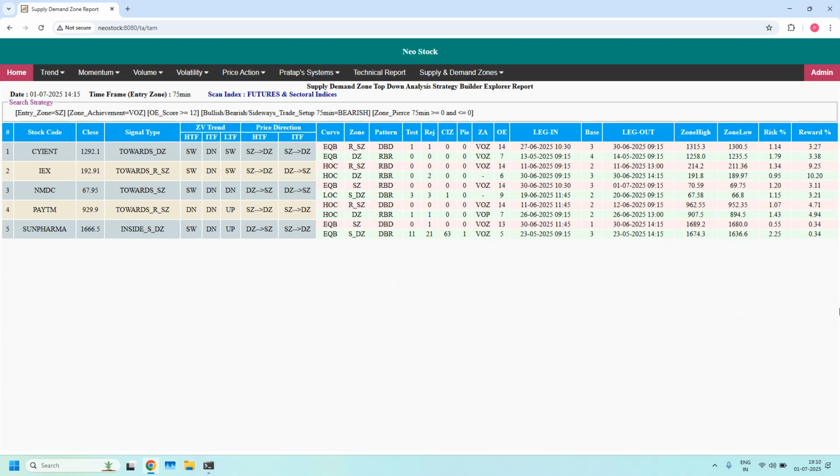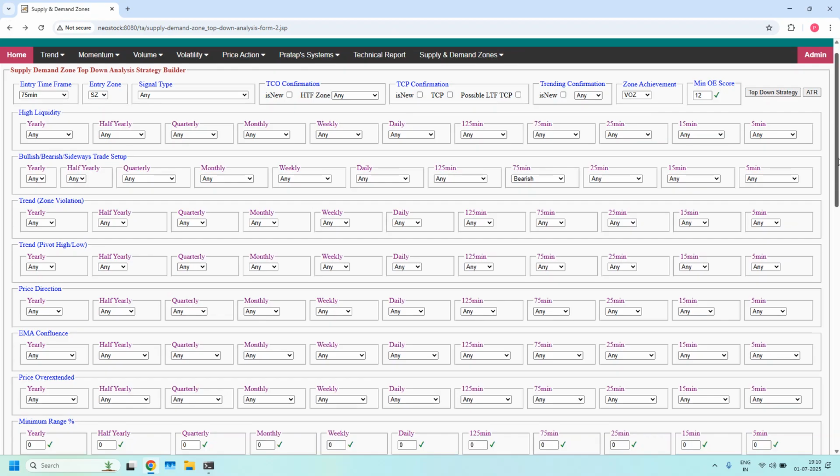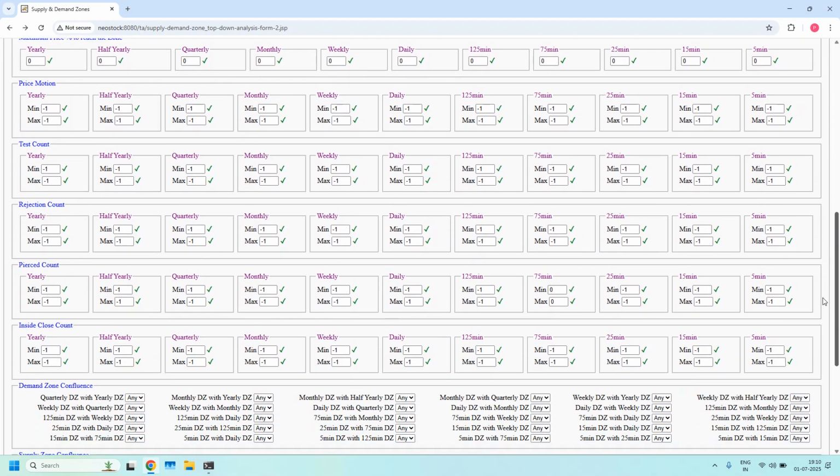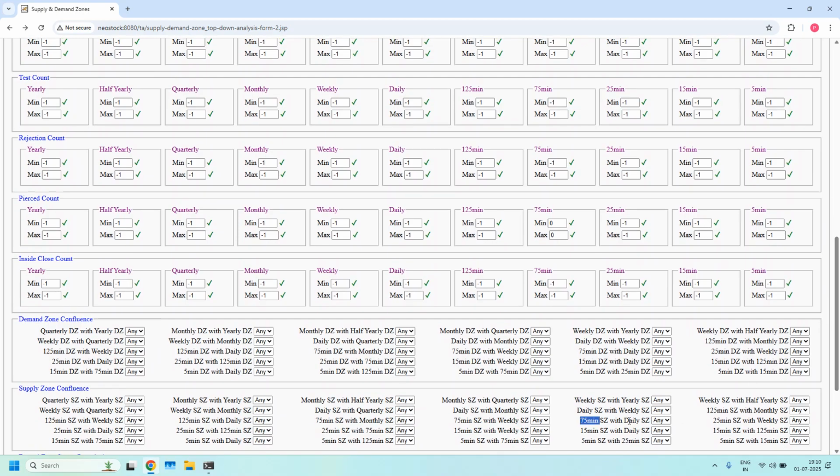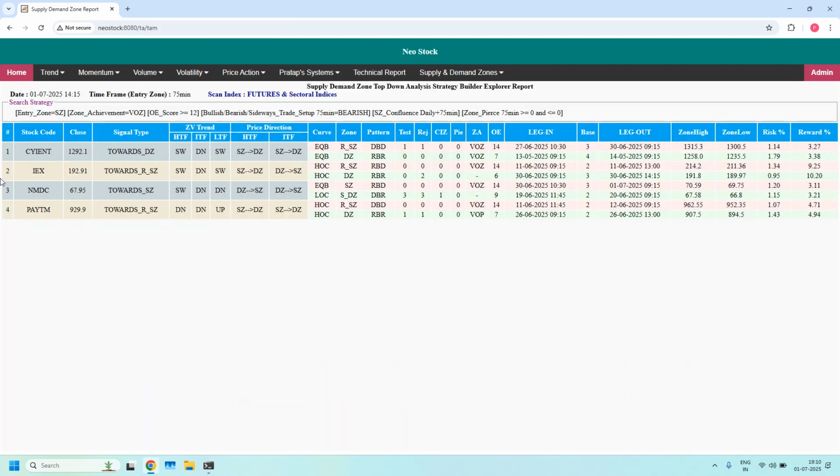Out of these 5 75 minute supply zones, let us identify high probability trade setup supported zones based on zone confluence. First one is 75 minutes and daily supply zone confluence. I am enabling the filter LTF and ITF supply zone confluence. We got 4 stocks out of 5. All 75 minute supply zones overlapped with daily supply zone, and also daily trend is downtrend in all the stocks.